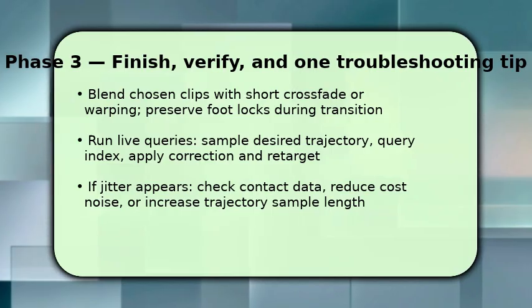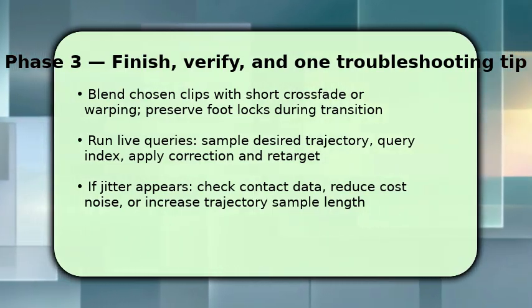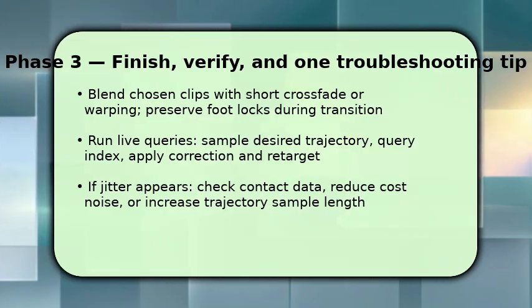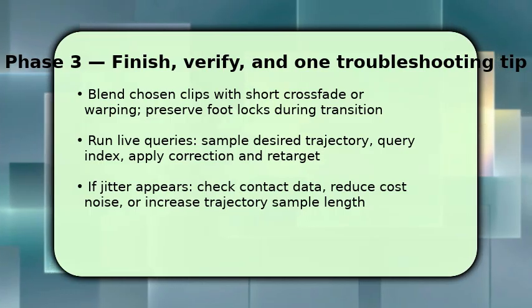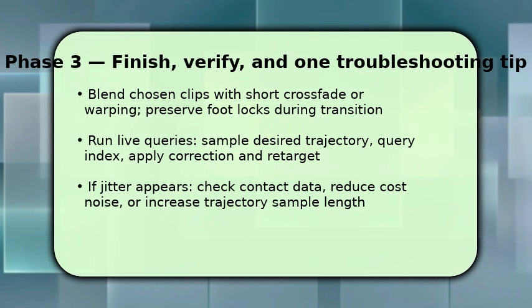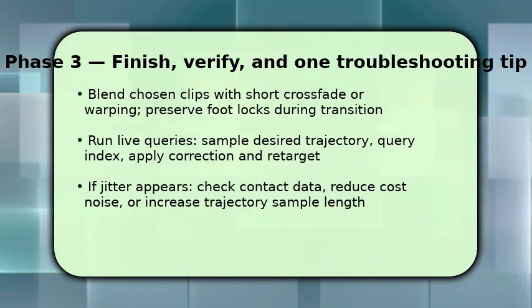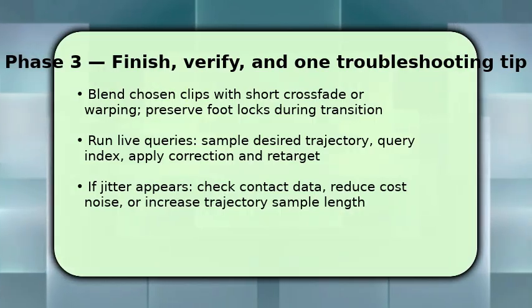Once integrated, profile latency and stitching quality. Make sure blending preserves contact frames to avoid sliding. If you see jitter or pops, inspect contact flags first, then reduce noise in pose vectors or increase trajectory sample length. One key tip: always log query costs. They reveal whether your cost weights or features need rebalancing.